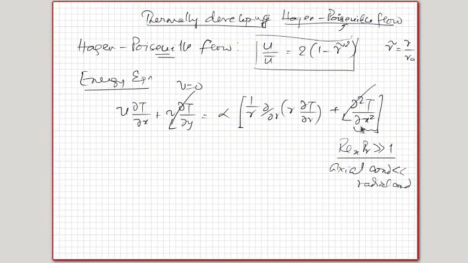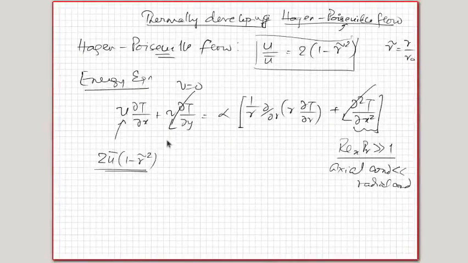Then in that case, I can neglect this term also. So axial conduction is neglected and we have a fully developed velocity profile. So the equation has only these two terms. And I know this U would actually be 2U bar into 1 minus r tilde square. This is the velocity profile that is already known to me.